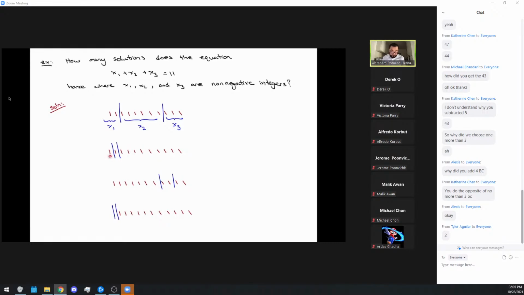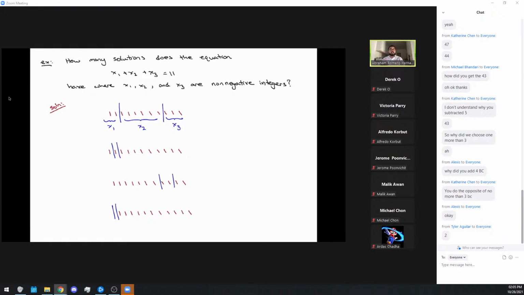Where this says X sub 1 is 1, X sub 2 is 1, X sub 3 is 9. Here this says X sub 1 is 1, 2, 3, 4, 5, 6, 7. X sub 2 is 2, X sub 3 is 2. Here states X sub 1 is 0, X sub 2 is 0, and X sub 3 is 11. And that is true, because 0 is a non-negative integer still.